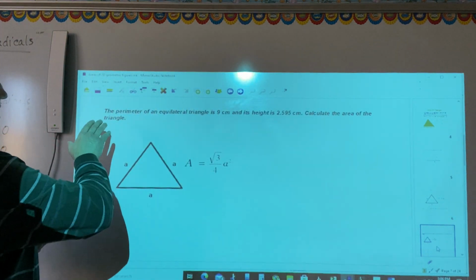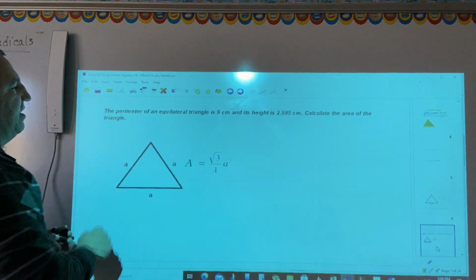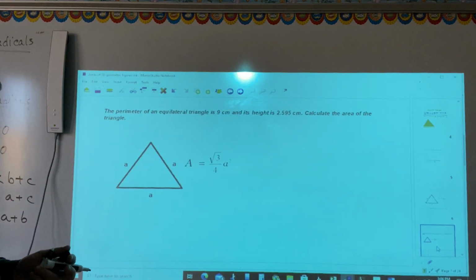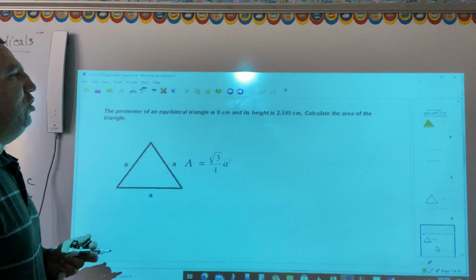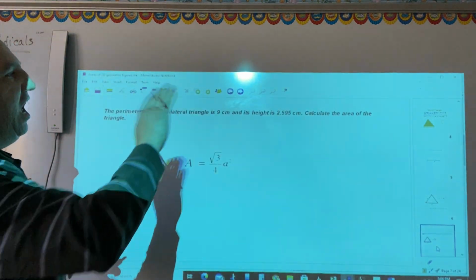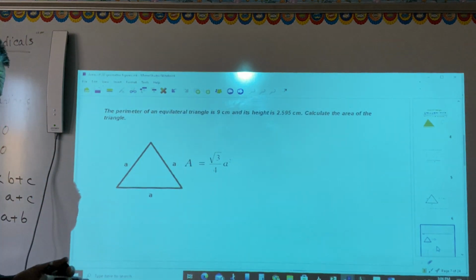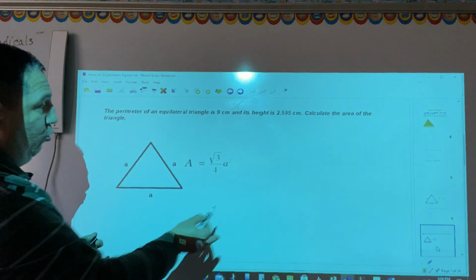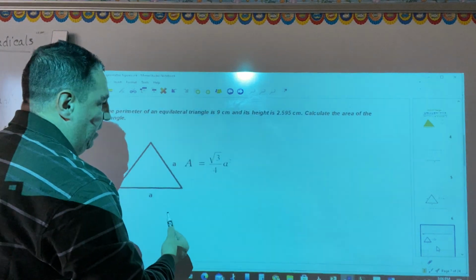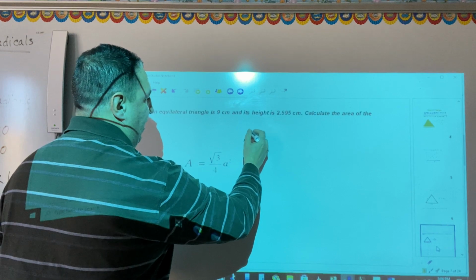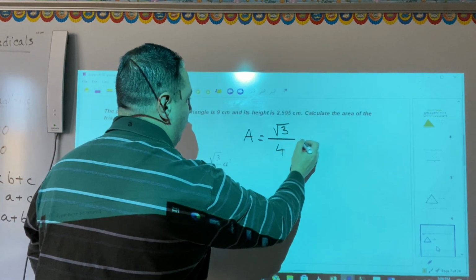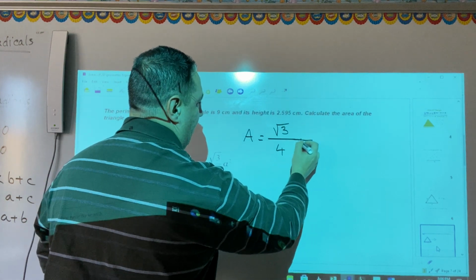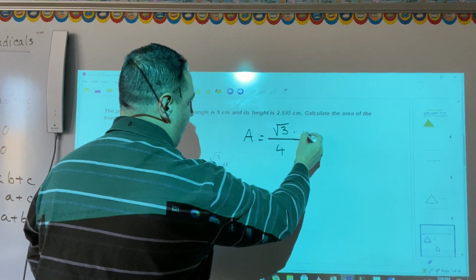In this example, the perimeter of an equilateral triangle is given, and also its height. But we don't need that height. Calculate the area of the triangle. Now, in order to find the area, you apply this formula, right? So, let's rewrite this formula. Area equals square root of 3 over 4 times, in the numerator, a squared.